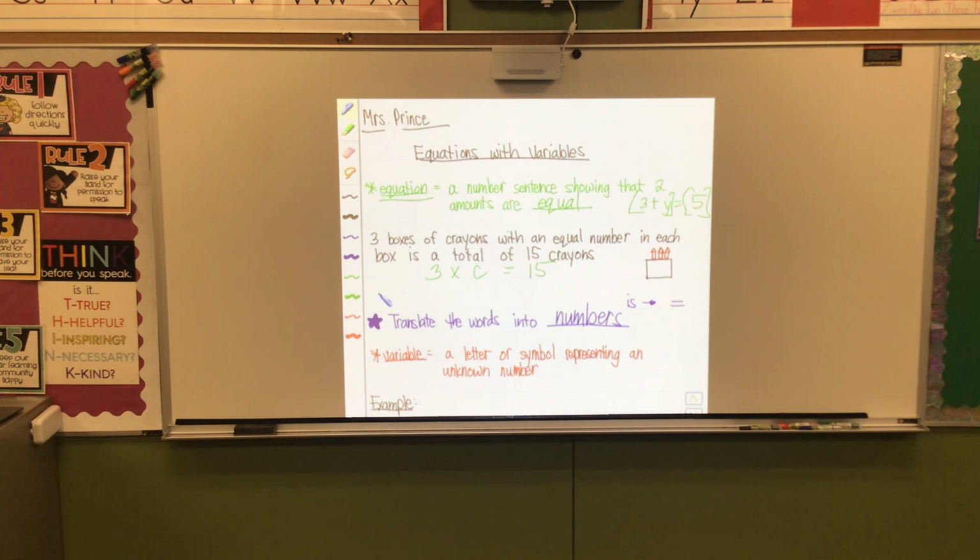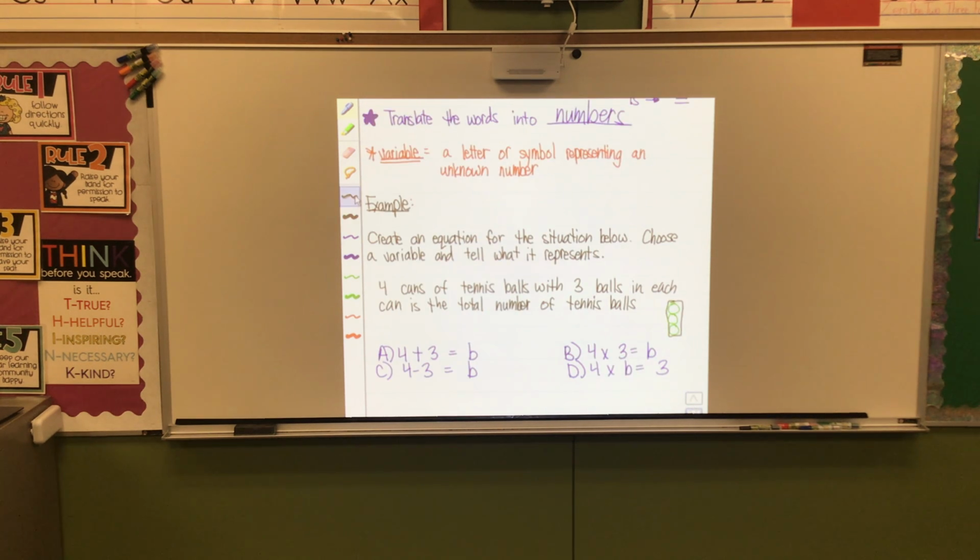Finally, with these, we're going to be choosing variables, and remember, a variable is a letter or symbol representing an unknown number. So in this case, we chose C as our variable because we're talking about crayons, and our variable represents our unknown number, the equal number that are in each box. Okay, good, so let's take a look at another example here.